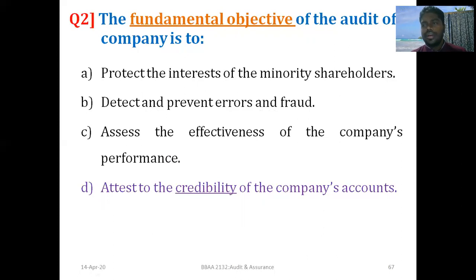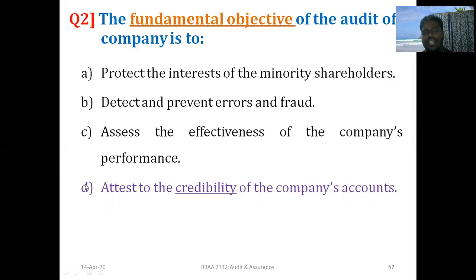So you have to wait until you catch the particular answer. So answer C, assess the effectiveness of the company's performance. Yes, assess means evaluate the effectiveness of the company's performance. That is not the prime objective of audit. It may be part of the objective, but we can't say that it's the prime.